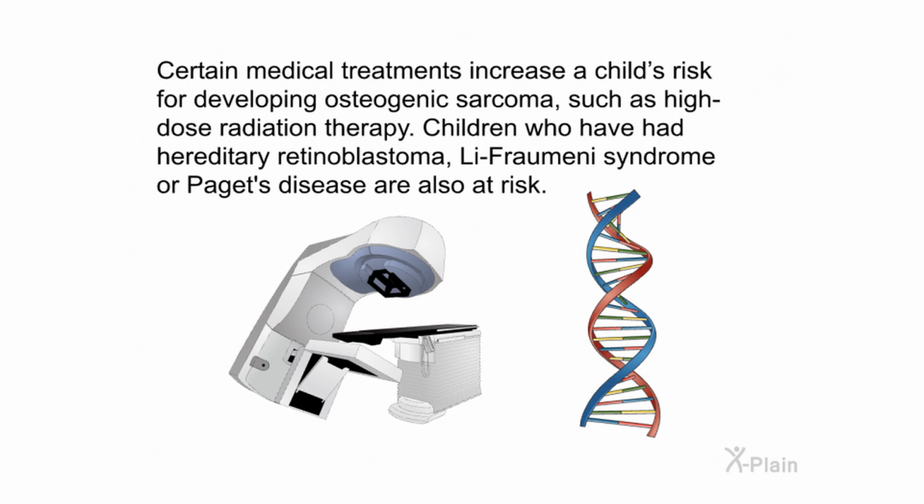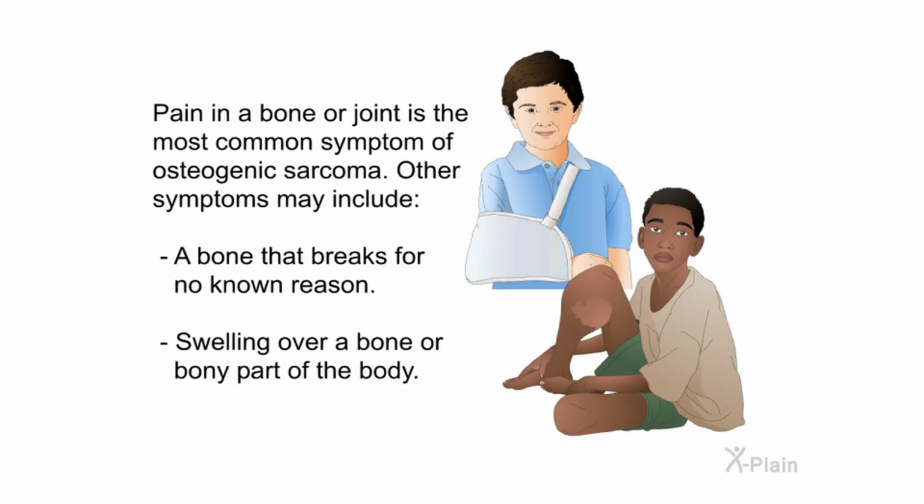Certain medical treatments increase a child's risk for developing osteogenic sarcoma, such as high-dose radiation therapy. Children who have had hereditary retinoblastoma, Li-Fraumeni syndrome, or Paget's disease are also at risk. Pain in a bone or joint is the most common symptom of osteogenic sarcoma. Other symptoms may include a bone that breaks for no known reason, swelling over a bone or bony part of the body.